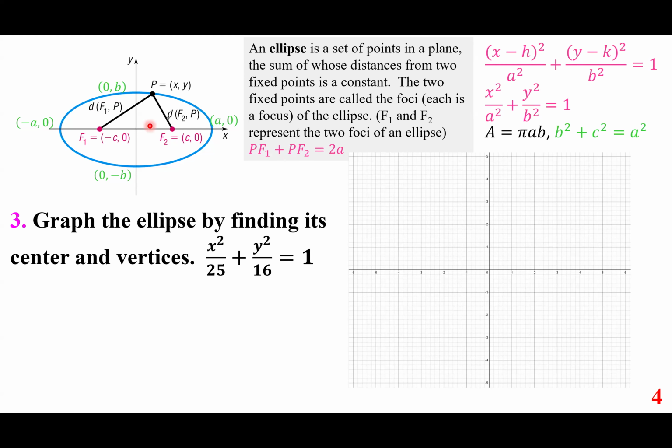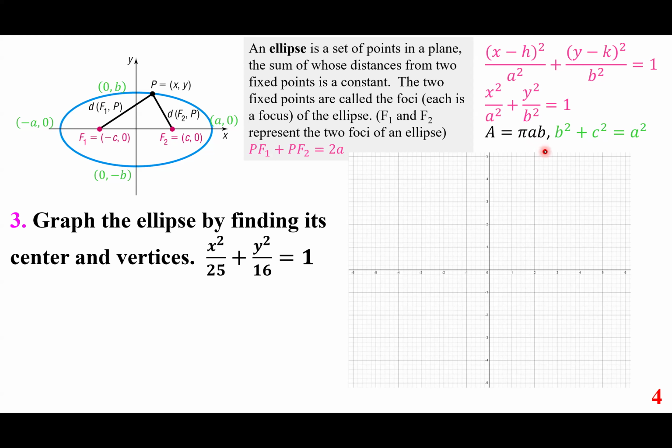If it's centered at 0, 0 it has the equation x squared over a squared plus y squared over b squared equals 1. If it's centered somewhere else, for example, h and k, x minus h squared over a squared plus y minus k quantity squared over b squared equals 1. Now, a couple of things. The area is pi a times b.